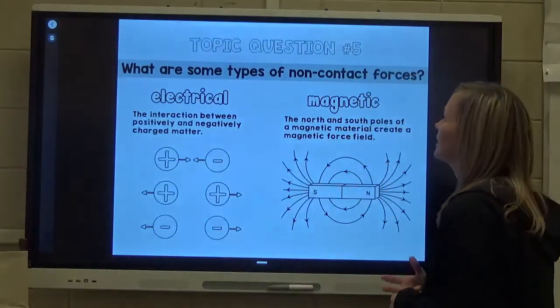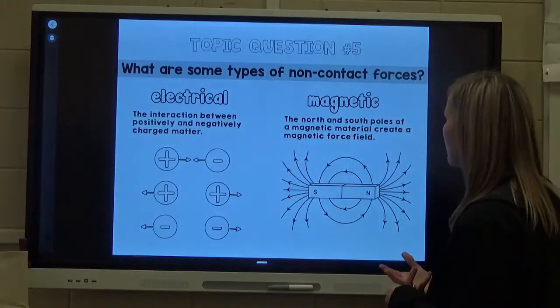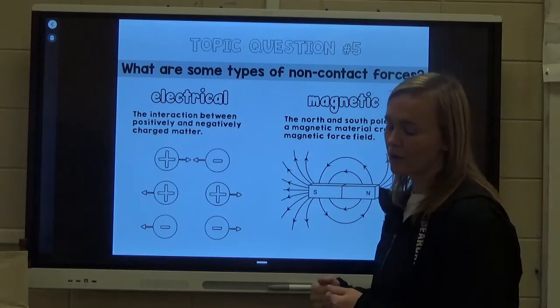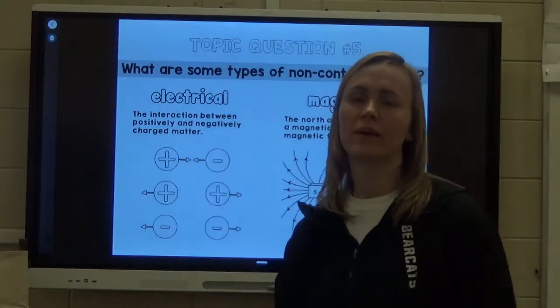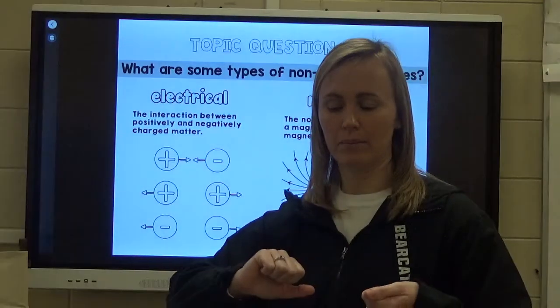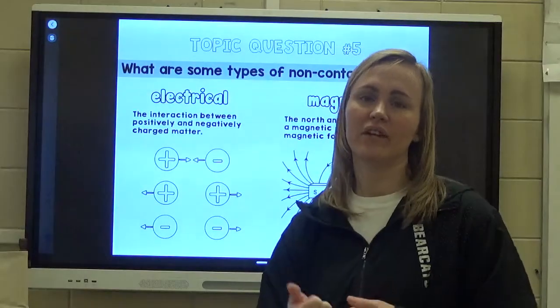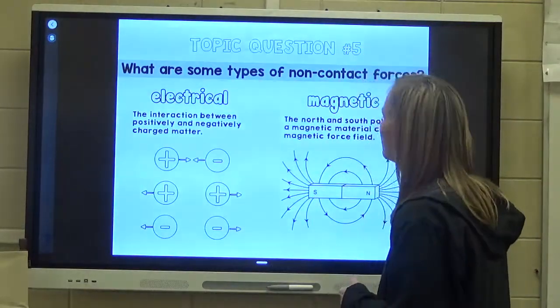And then magnetic, the north and south poles of a magnetic material create the magnetic force field, right? You don't have to touch to know that there's attraction between those. When you have a magnet, you can literally repel them or cause them to be attracted to each other before they ever even come in contact. So we've seen that before.